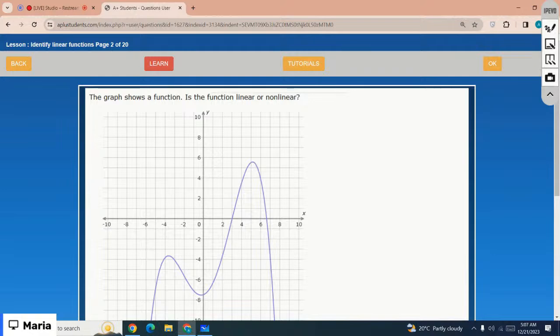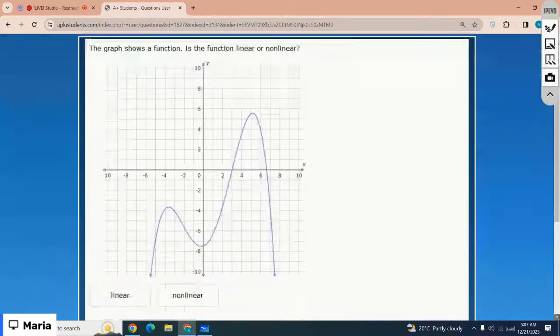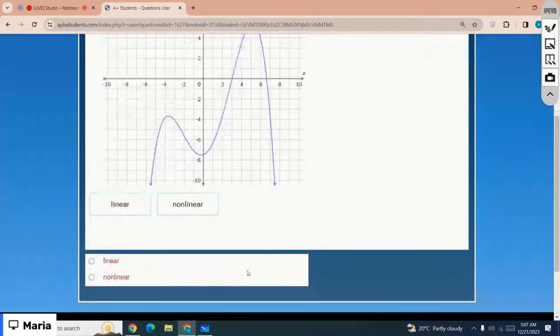Okay, the next one. The graph shows a function. Is the function linear or non-linear? Which is the correct option? Yes, you can see the graph isn't a straight line, so that means that is a non-linear function. The graph is a non-linear function.